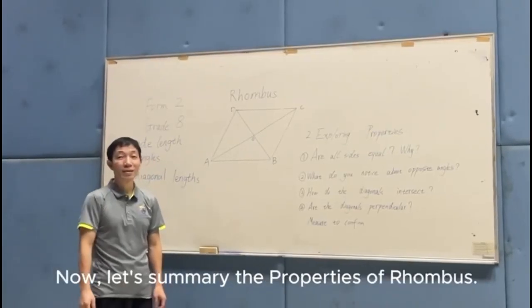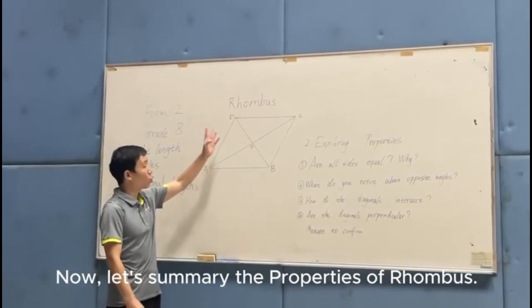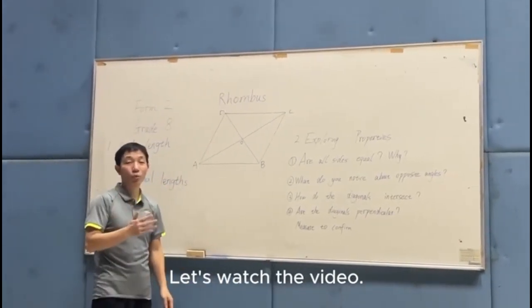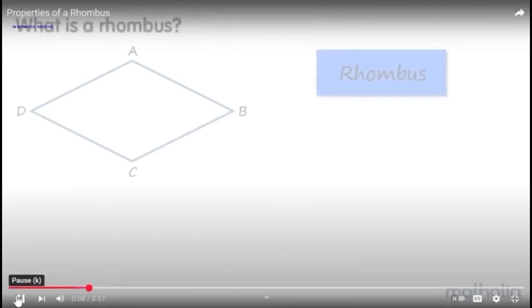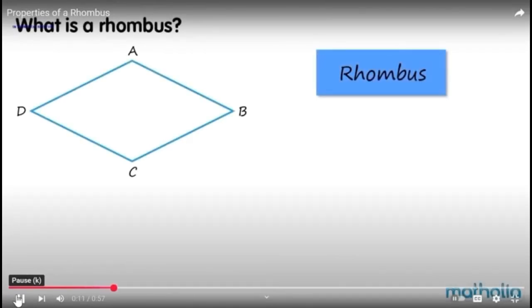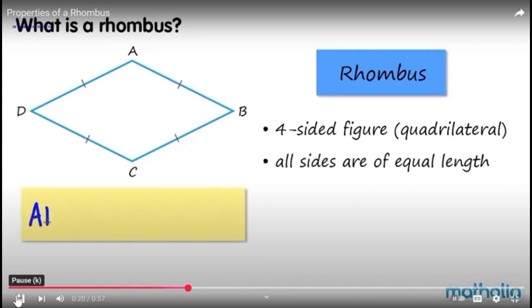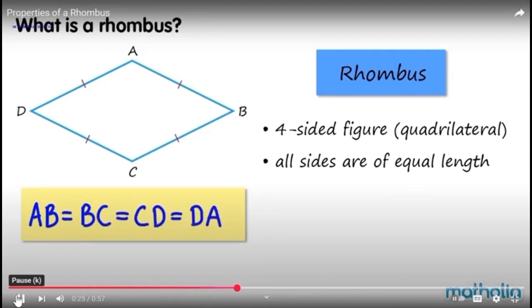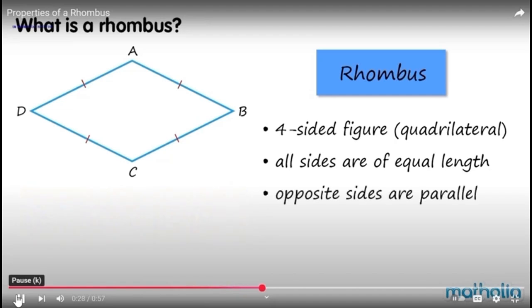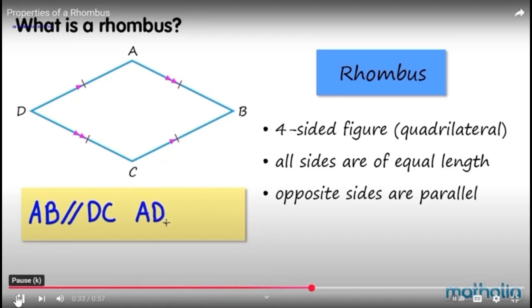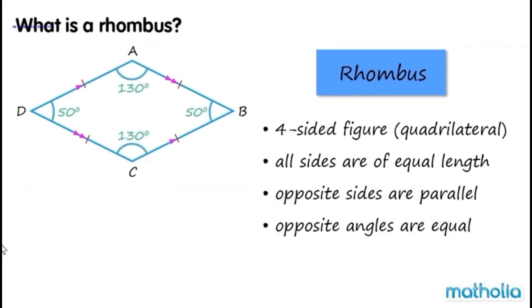Well done. Now let's summarize the rhombus. Let's watch the video. What is a rhombus? A rhombus is a 4-sided figure. It is a type of quadrilateral. The sides of a rhombus are of equal length. Opposite sides are parallel. Opposite angles are equal.